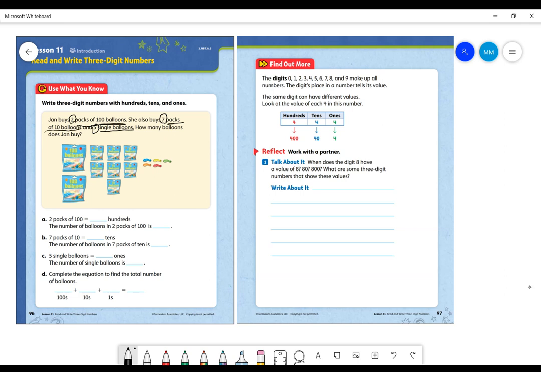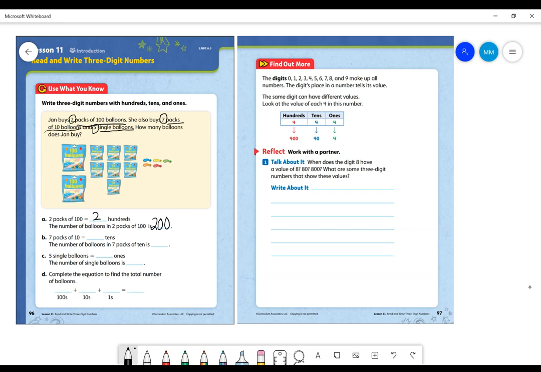So looking at our 2 packs of 100, how many hundreds are there? How many packs of 100 balloons do we have? We have 2 hundreds. So the number of balloons in 2 packs of 100 is, what does 200 look like? Well, we know it's a three-digit number, so 2 in the hundreds place. And it doesn't tell us that we have any tens or ones. So 200 is 2 in the hundreds place, 0 in the tens place, and 0 in the ones place.